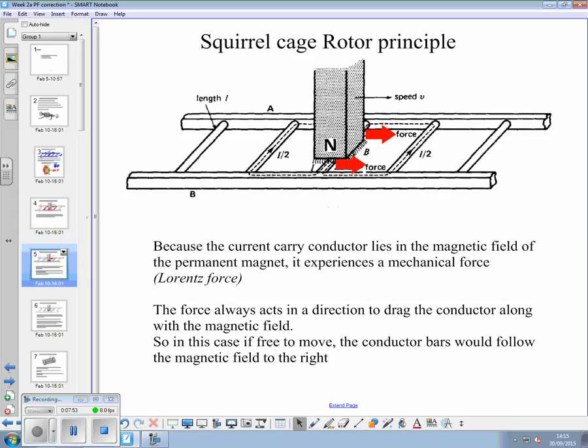The force always acts in a direction to drag the conductor along with the magnetic field. That's always going to go with the field. So if we pull the magnet that way, the force is going to go in that direction. We will pull it from right to left, it will go in the right to left direction. So in this case, if free to move, the conductor bars would follow the magnetic field to the right. All okay with that so far?